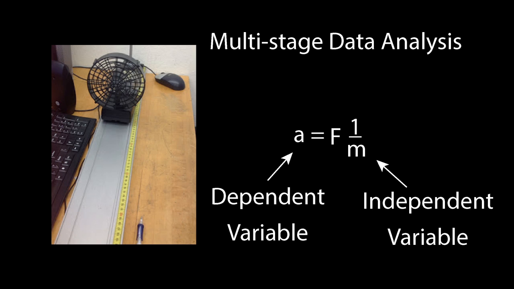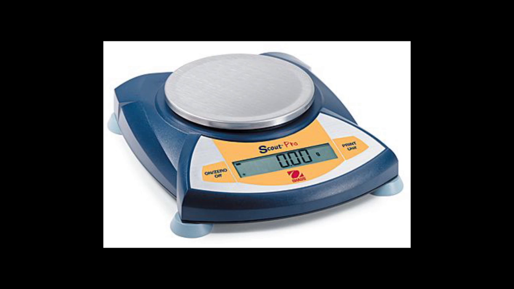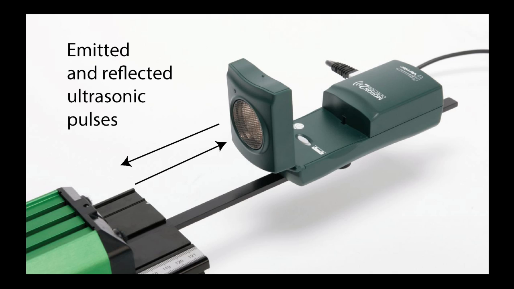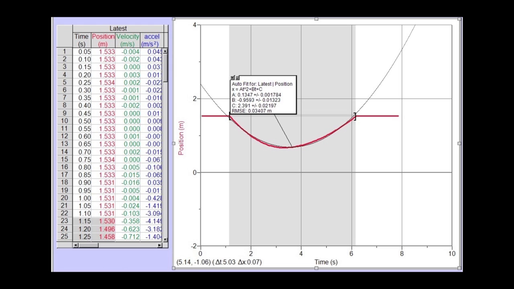Our independent variable is the mass, and our dependent variable is the acceleration. We can measure the mass of the carts directly using a scale. However, we do not have the tools to measure the acceleration. We can find the acceleration in an indirect way, however, using a motion detector to measure the position of the cart as a function of time. We then get the acceleration of the cart from a quadratic fit of this data.